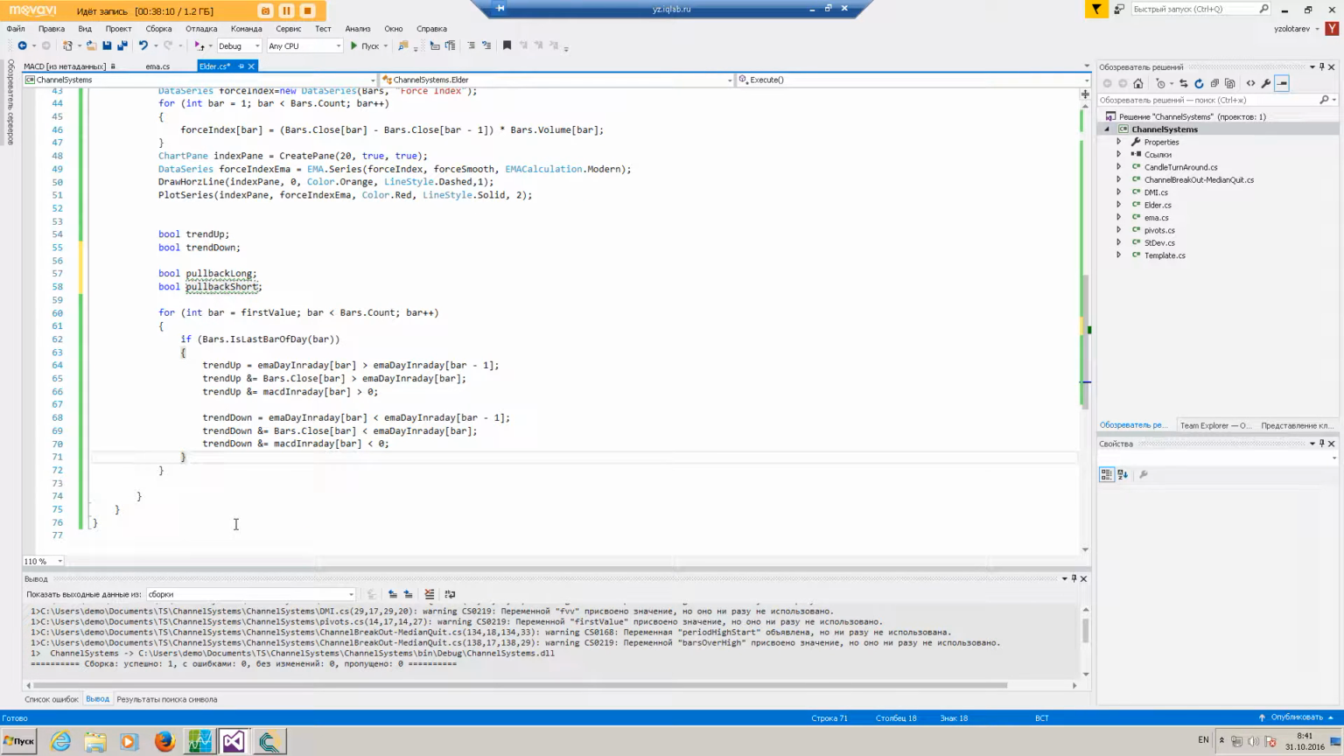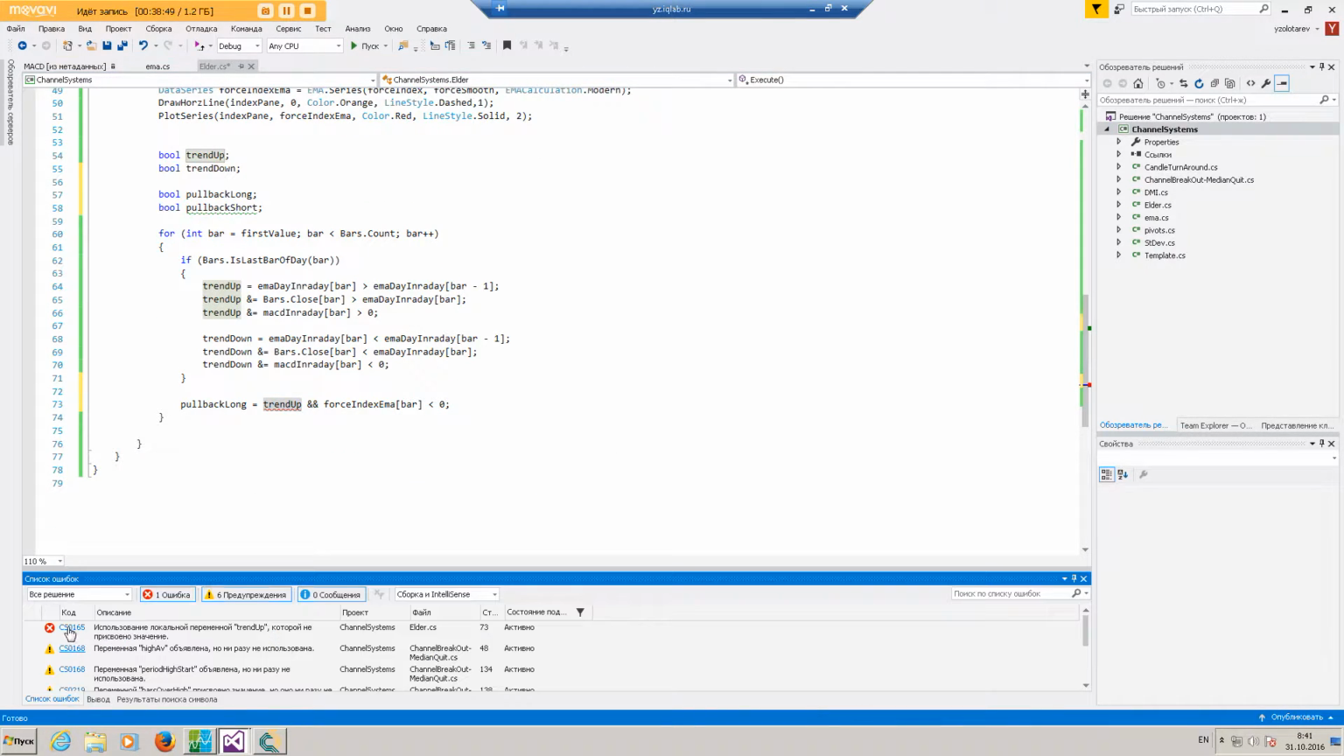So first, now I want to see pullback long equals trend up. So we have to have a trend up, right? And we have to have a value of force index EMA above zero. Below zero. Yeah, force index EMA below zero. And that has to be bar. Okay.